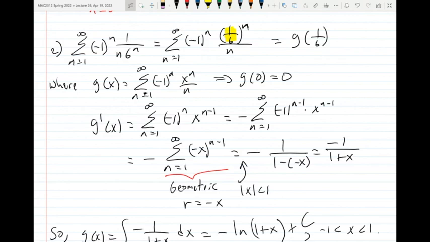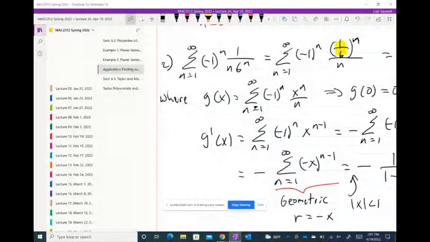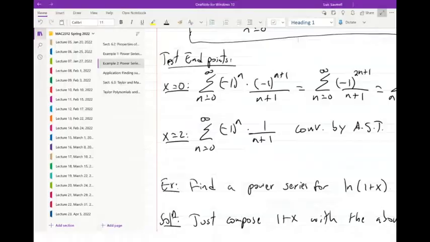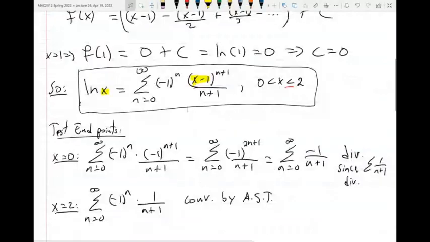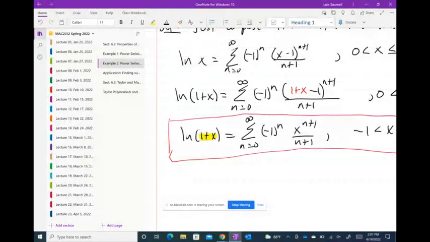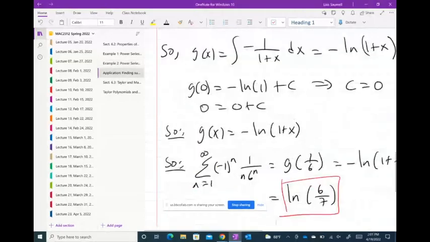Because let's look at what we got for ln of 1 plus x. What did we get for ln of 1 plus x? We got the sum of -1 to the n from 0 to infinity, x to the n plus 1 over n plus 1. Yes? That's what we got. -1 to the n, this is important. But then we had n plus 1 over n plus 1 starting at 0.